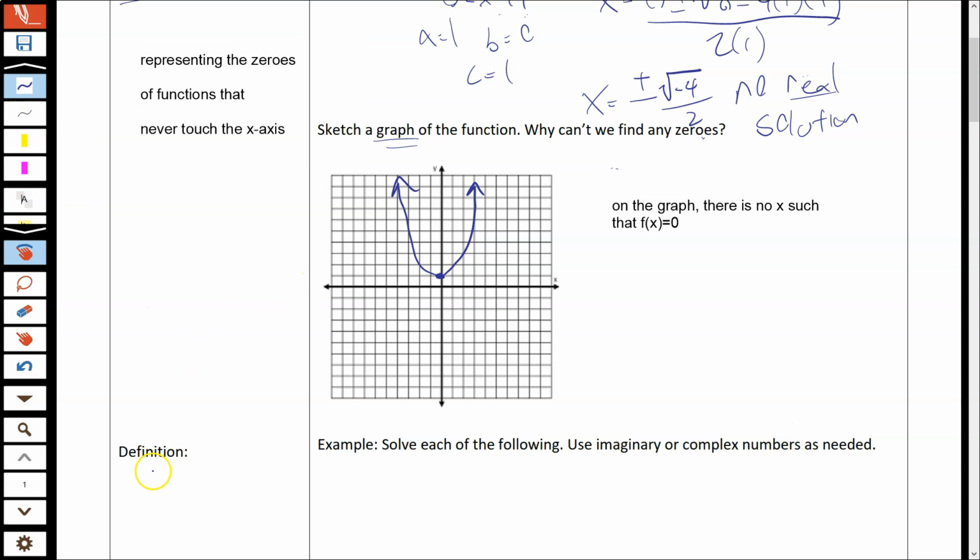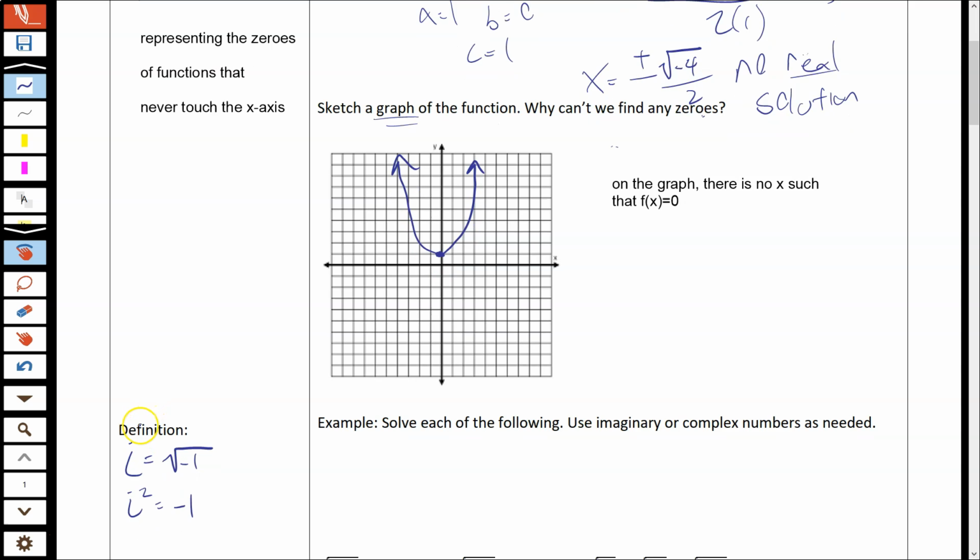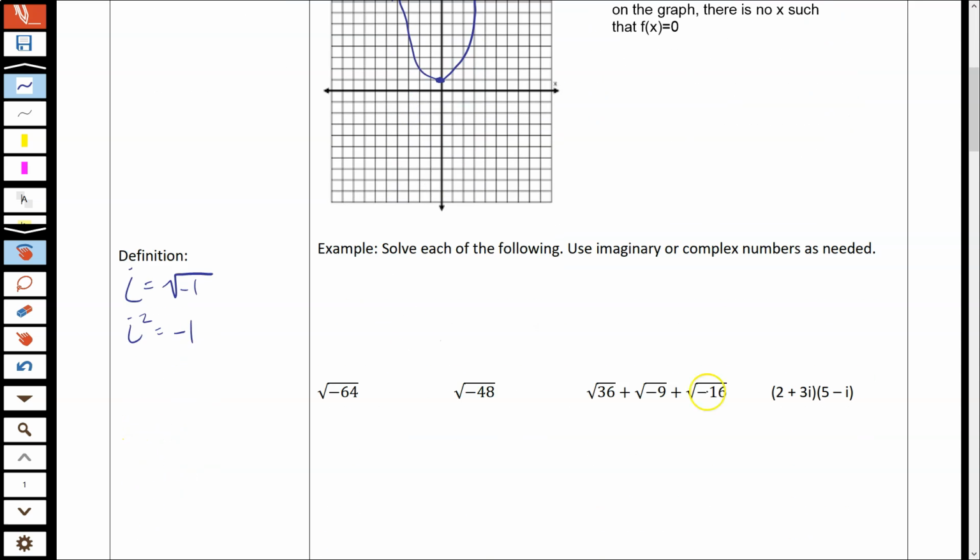By definition, we're going to let i represent now the square root of negative 1. And then the implication of that is i squared must be negative 1. So this is the only number squared that gives you a negative number. That fact is really all we need to evaluate these complex numbers, these imaginary numbers now. So the square root of negative 64, I'm going to give you this example and I'll let you tackle a couple on your own. The square root of negative 64 is really the square root of 64 times negative 1.